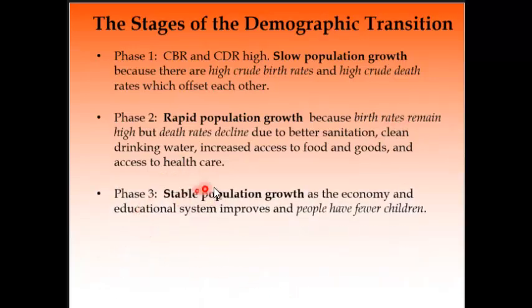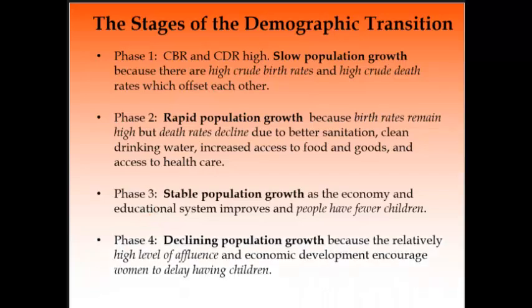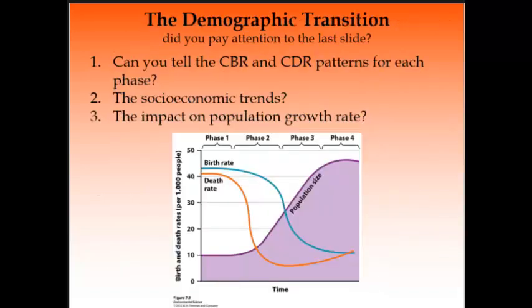Phase 3 is stable, like the US. People are having fewer children. Why are they having fewer children? Because the economy is better and they have an educational system. Education, education, education. And phase 4, which is the declining population, is always associated with high affluence, so high economic development, and women are working. So they don't need to have children so early. They can have them later in life.